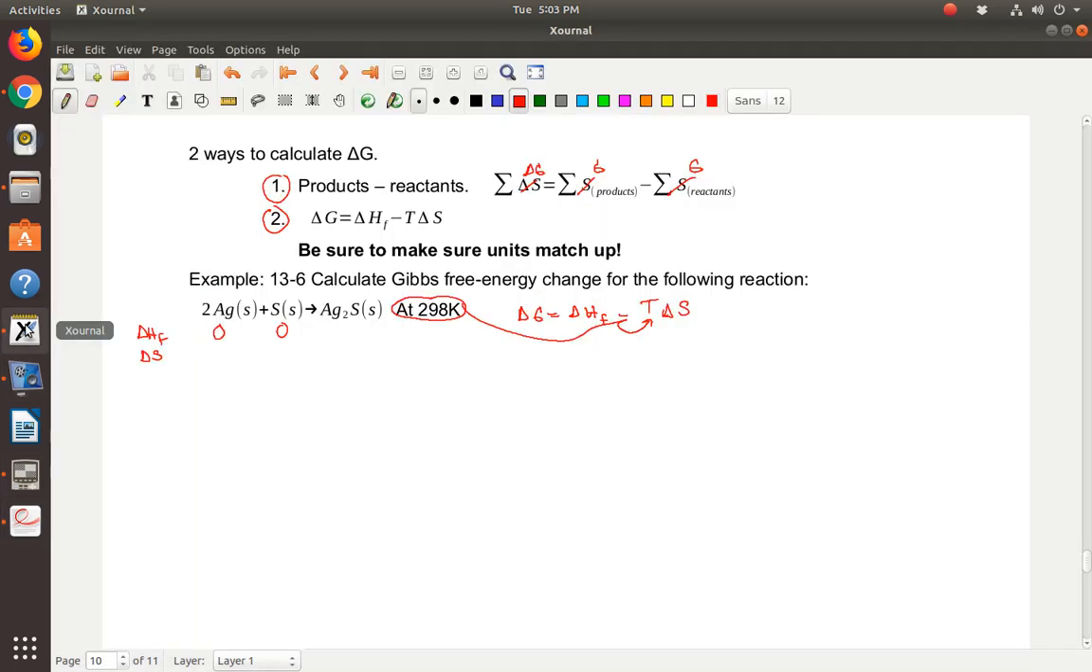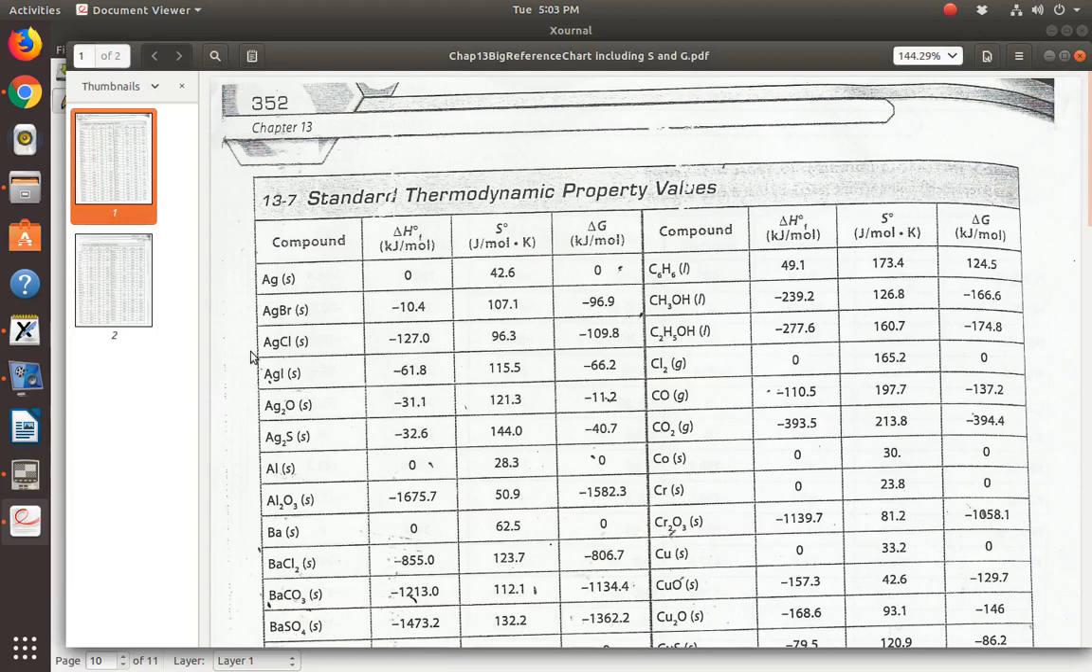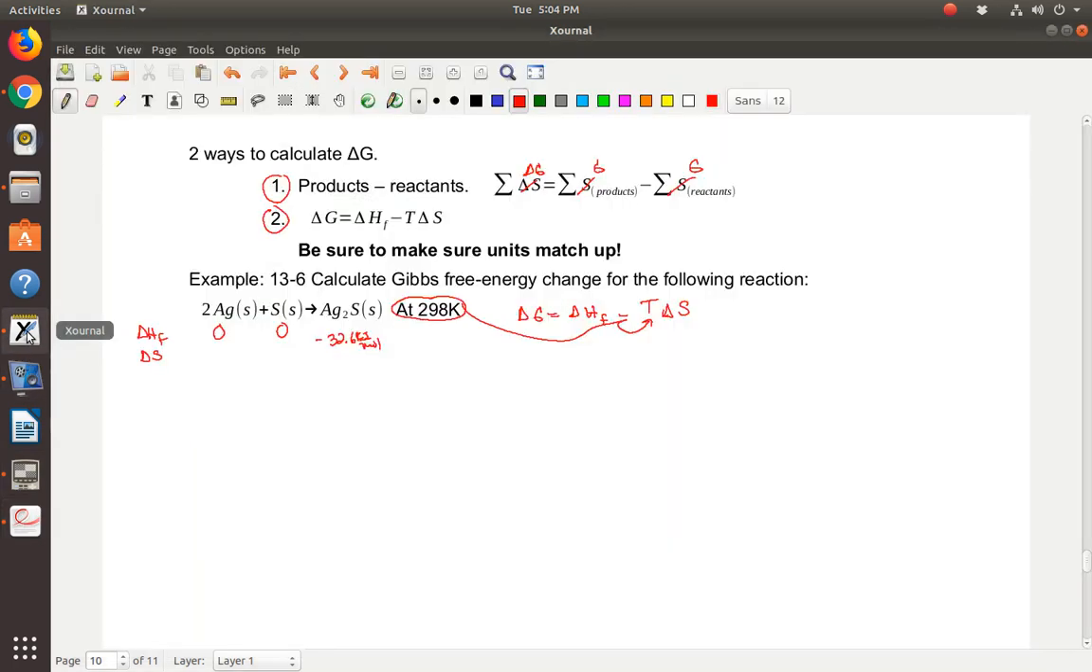So we'll write that in there. Negative 32.6 kilojoules per mole. And now we have to look up the entropy values for silver solid and sulfur solid. So go back and look at that chart again. Silver solid entropy is 42.6 joules per mole times Kelvin. So the units changed a little bit. Notice that. It's joules per mole times Kelvin.